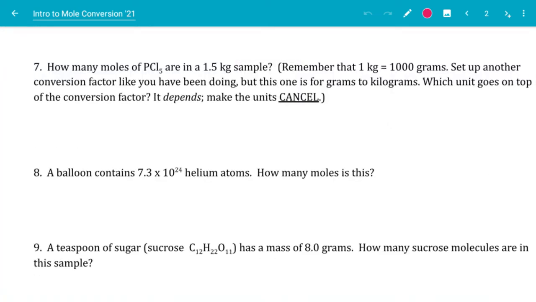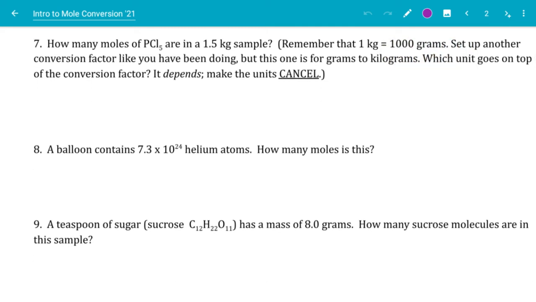Question number 7 is what we start with. So let's go to purple. How many moles of PCl5 are in a 1 kilogram sample? Remember that 1 kilogram equals 1,000 grams. Set up another conversion factor like you have been doing, but this one is for grams to kilograms. Which unit goes on top of the conversion factor? It depends. Make the units cancel.